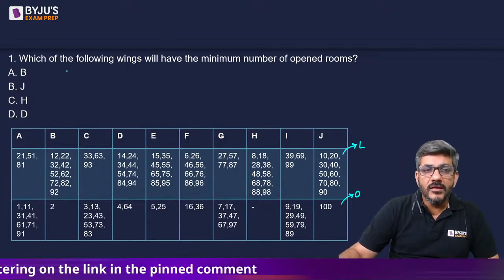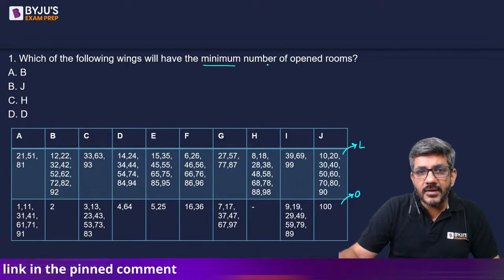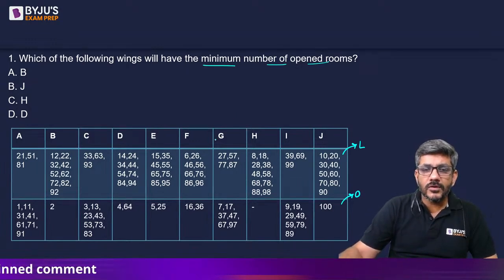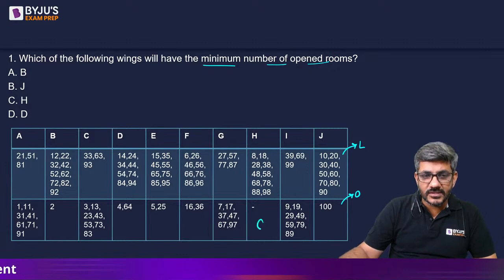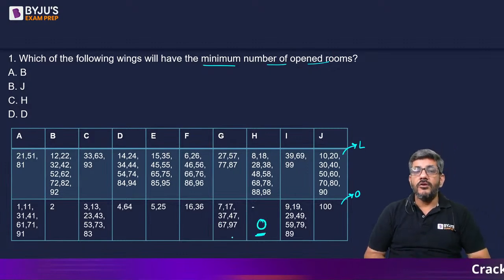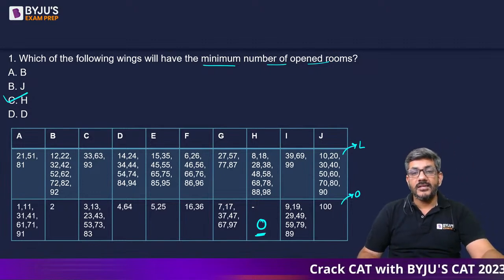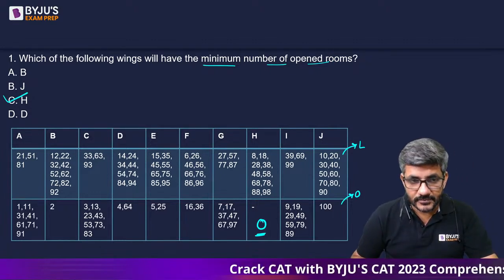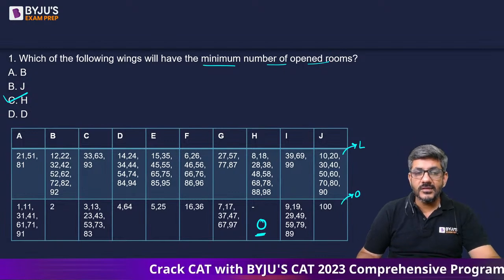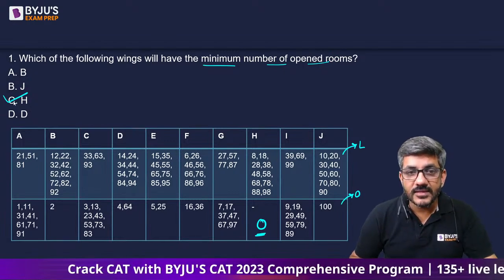What does the question say? Which of the following wings have the minimum number of open rooms? So where is the minimum open room here? This is the place where we have no open room. So my answer is option C, that is equal to H. The right answer for this first question is option C, that is equal to H.